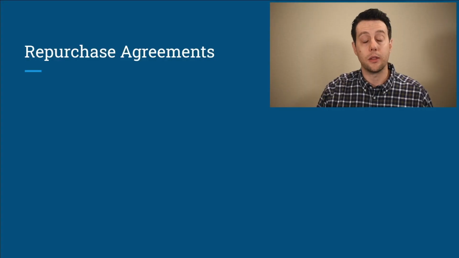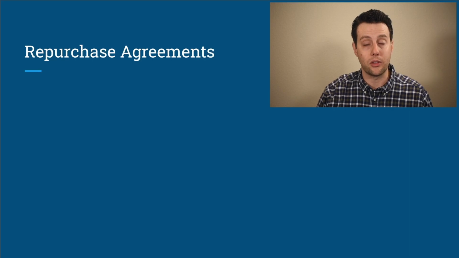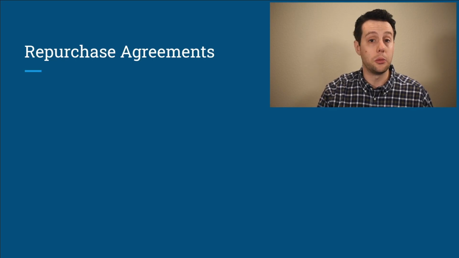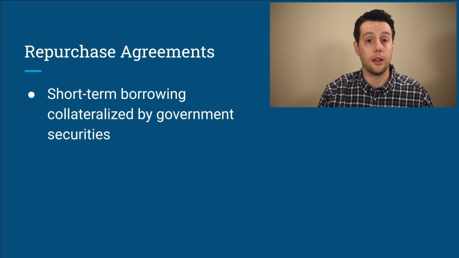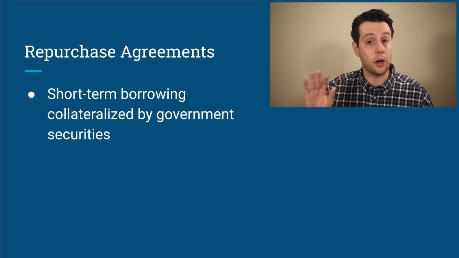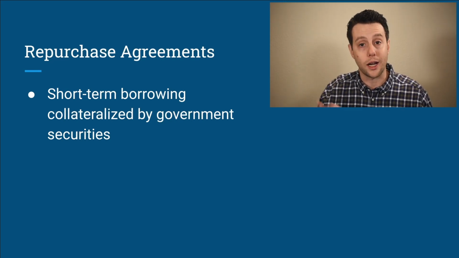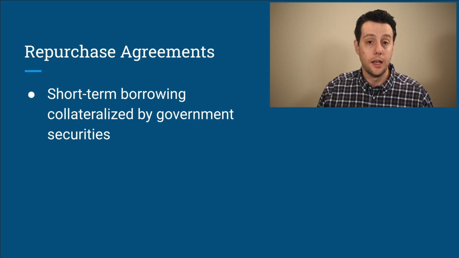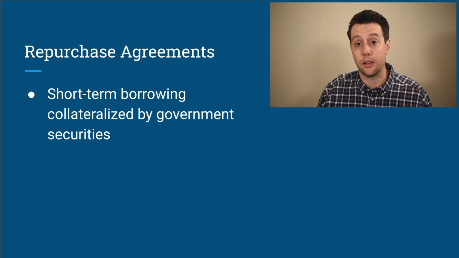Before we continue with the analysis of the fund, we need to understand repurchase agreements. Now, these are instruments used by some of these money market funds. A repurchase agreement is short-term borrowing collateralized by government securities. Now, these don't have to be short-term securities like the ones held directly by the money market fund. They could be long-term bonds like the ones that brought down Silicon Valley Bank.